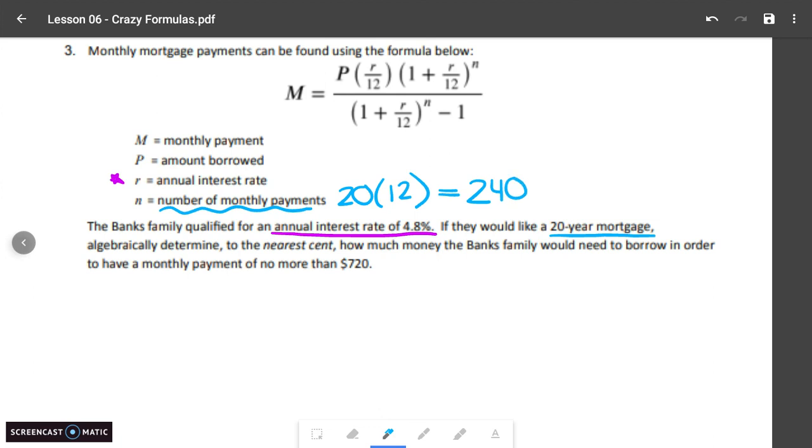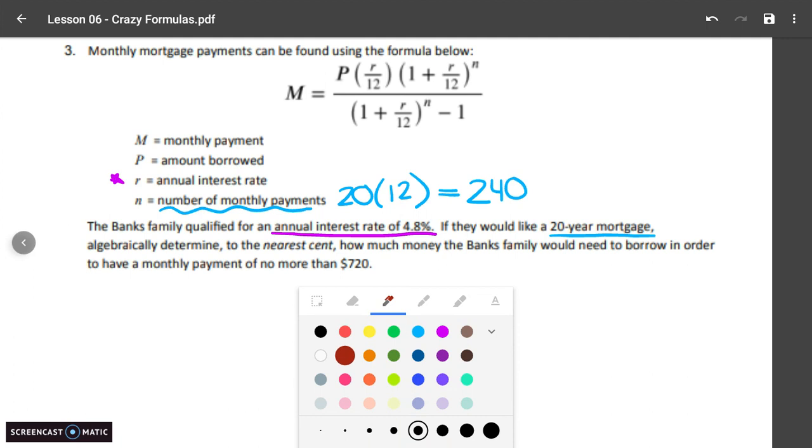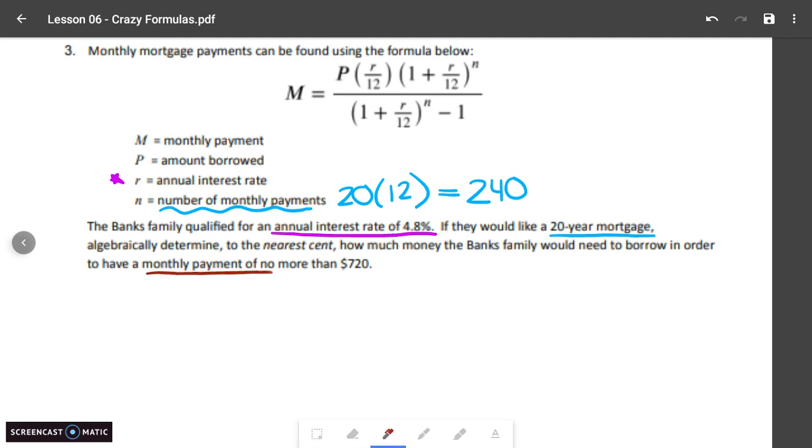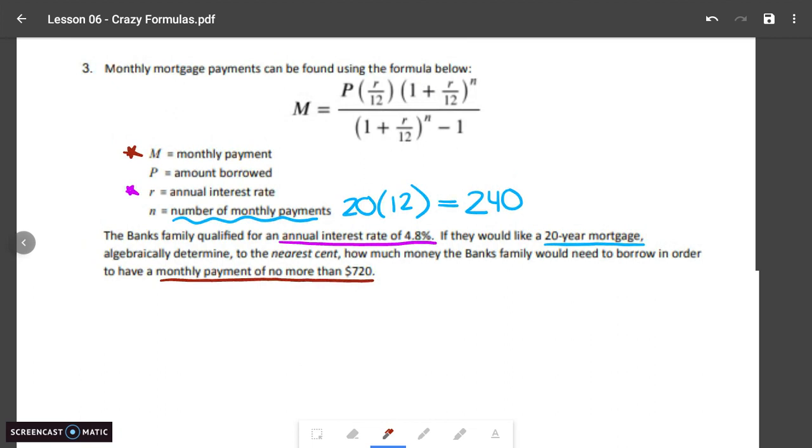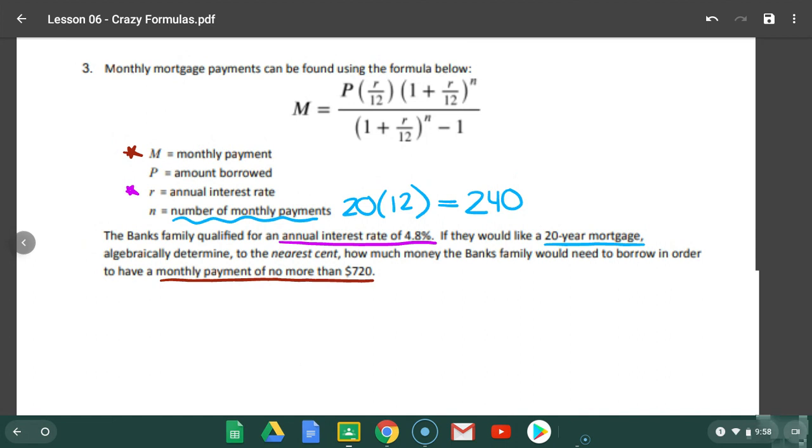We're trying to figure out how much money the bank would need to lend in order to have a monthly payment of 720. And we're trying to see how much money they would need to borrow. So we don't have P. That's what we're solving for in this case. So pause the video and try plugging it in on your own here, and then we'll check our answers at the end. Welcome back.